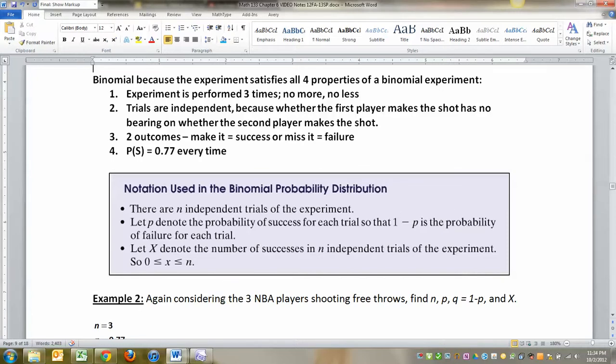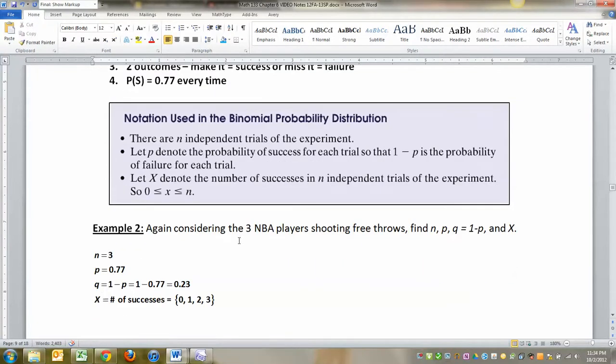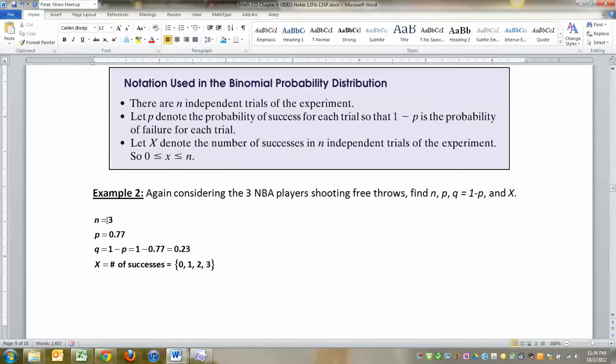And then X is the number of successes in n independent trials. So you can get as low as 0. You can't have negative amounts of success, right? So you can get as low as 0, or you can go up to n itself and have 3 successes or something. So if we look at our NBA players, for example, n was 3 because there were 3 of them. The probability of success was 0.77 for each one of them. Then the probability of failure is 1 minus 0.77, which is 0.23.